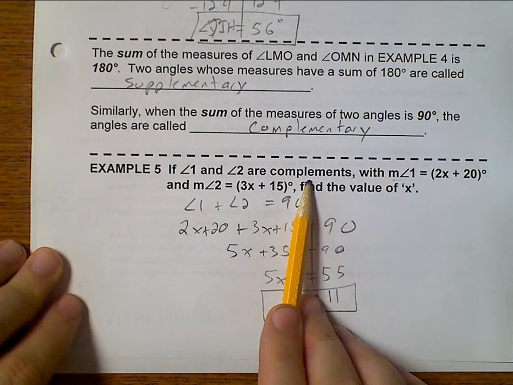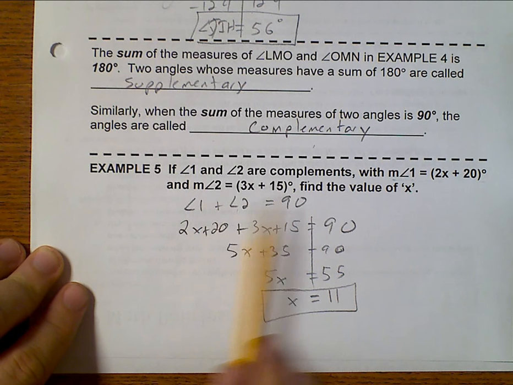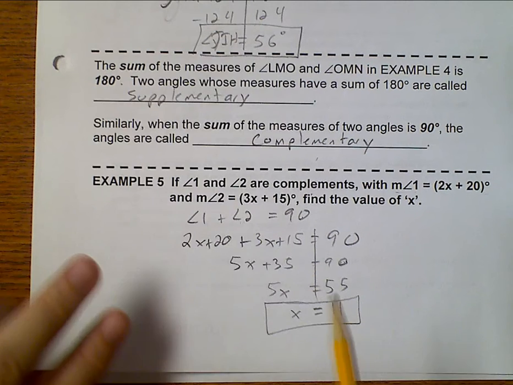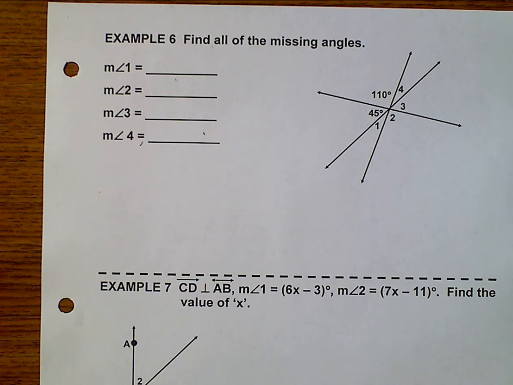Complements means that they are complementary. Set them, add them together and make them equal to 90, and then solve. Now for example 6, I'm given one picture and I need to find several angles.